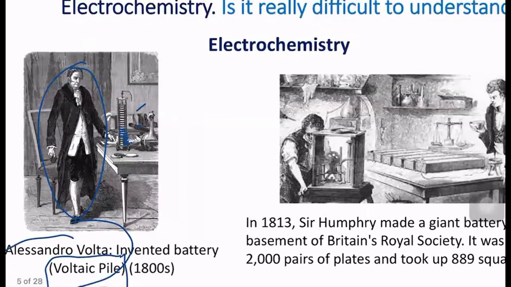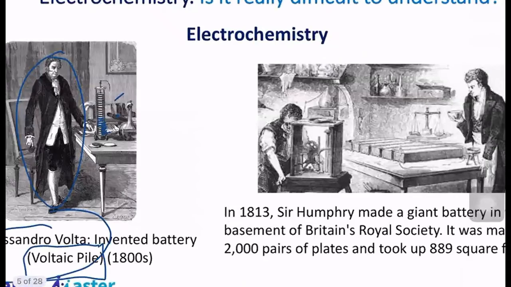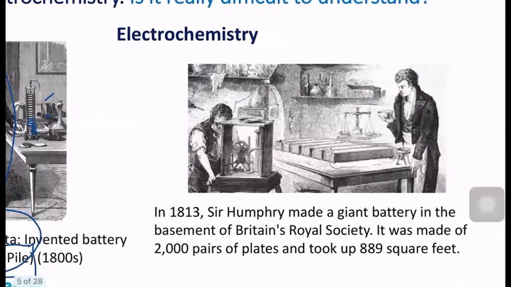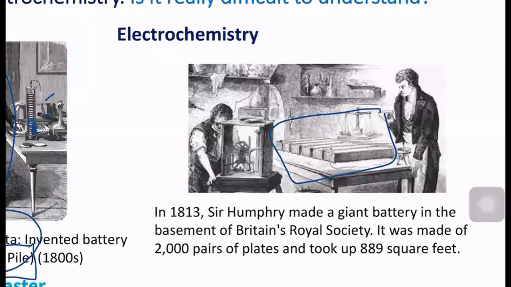Then in 1830, Sir Humphrey made a giant battery by connecting so many small batteries. He connected 2,000 zinc plates and 2,000 copper plates in series, and made one of the biggest batteries at that time. The size of the battery was 889 square feet, the size of a 1-bedroom house. That much big the battery was.